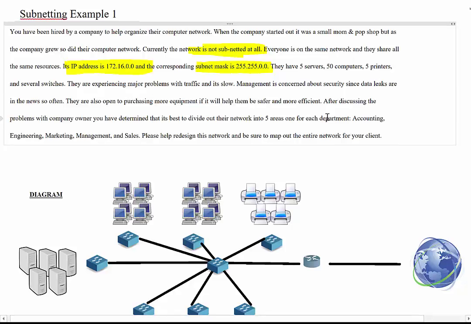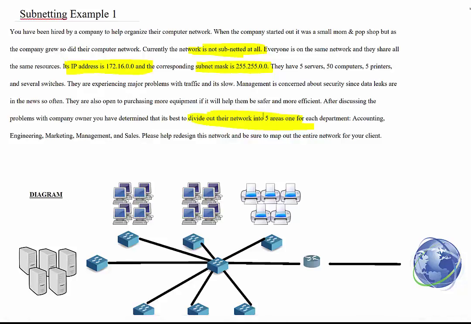After discussing the problems with the company owner, you have determined that it's best to divide out their network into 5 areas, one for each department. So that's kind of important there. So we're going to divide it into 5 subnets. Accounting, engineering, marketing, management, sales, we really don't care about the names right now. And then be sure to map out the entire network. I'm just going to highlight that because that's what we need to do, map out the entire network.